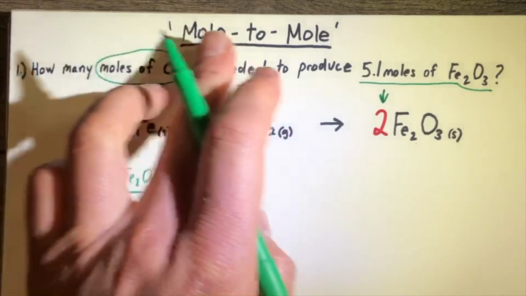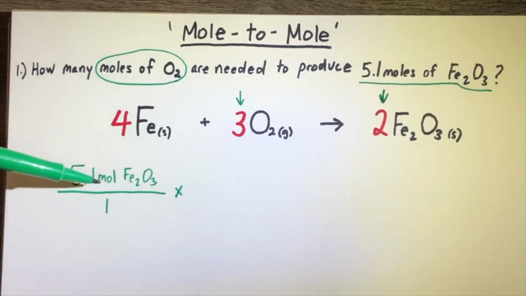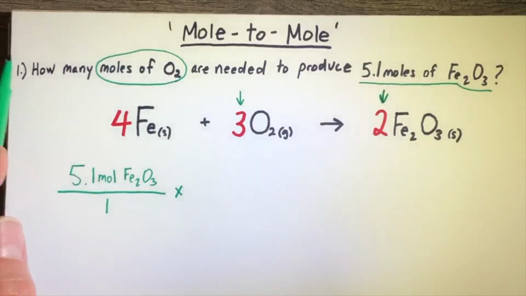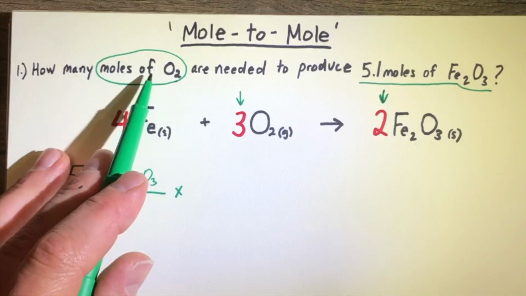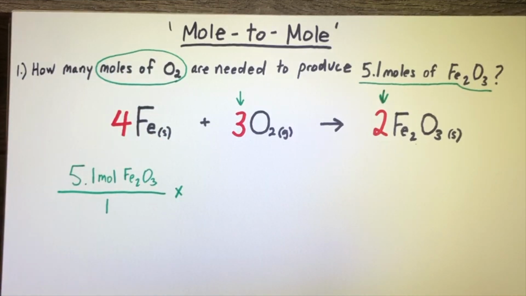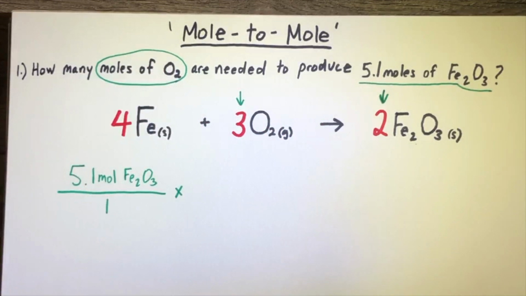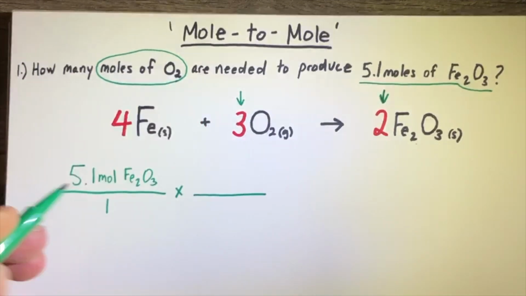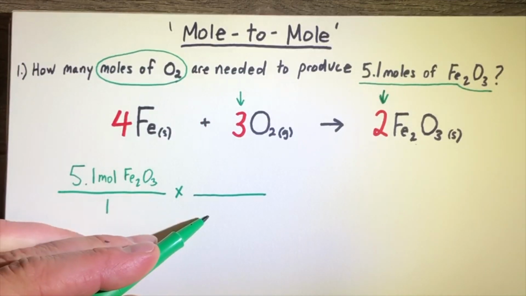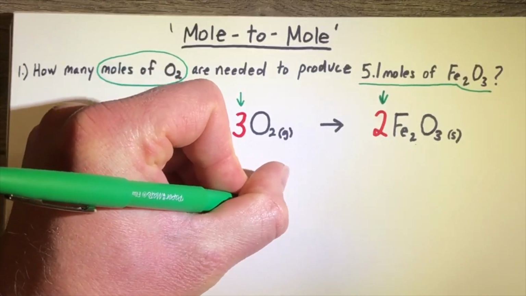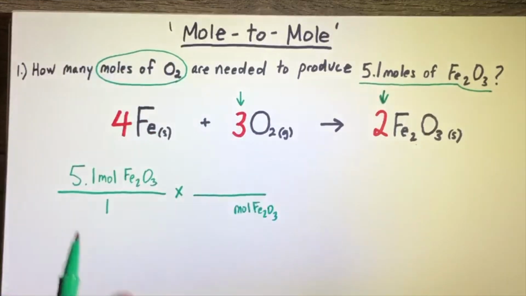So this is a mole-to-mole problem because the number we're starting with is in moles, right? 5.1 moles of Fe2O3. And we want to end in moles. How many moles of O2? So we're going from moles, and then we're going to end in moles. But the thing is, we're starting in Fe2O3, but we want to talk about O2. So if we have moles Fe2O3, we know we have to have that down here, moles Fe2O3, right? Unit cancellation. Whatever unit's here, it's got to be down here.